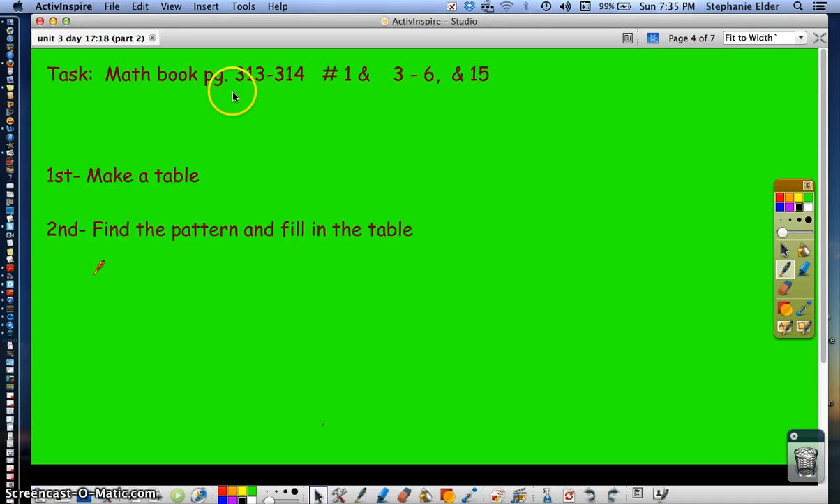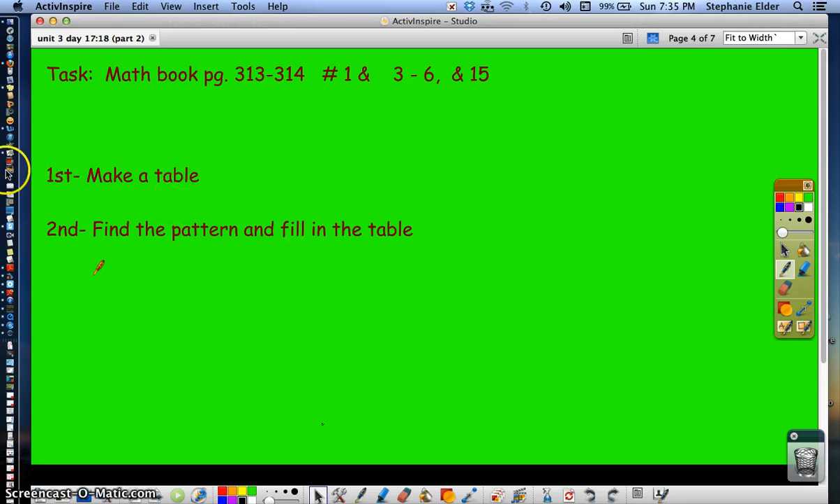So in your assignment today, you are going to do pages 313 and 314. It's kind of split between those pages. And you're going to do problem number 1. And then you're going to skip and do 3 through 6. So 3, 4, 5, and 6. And then skip again to number 15.